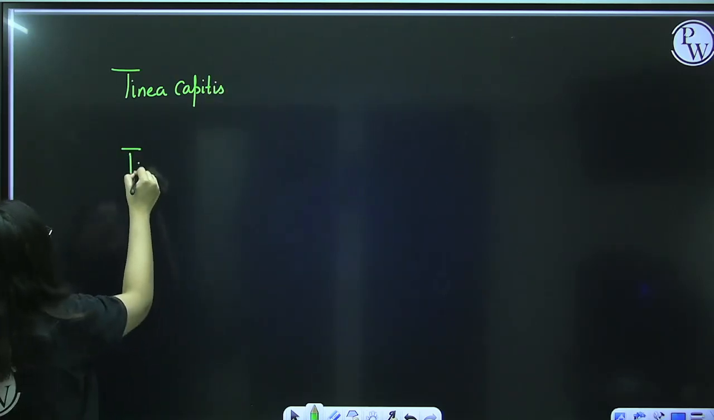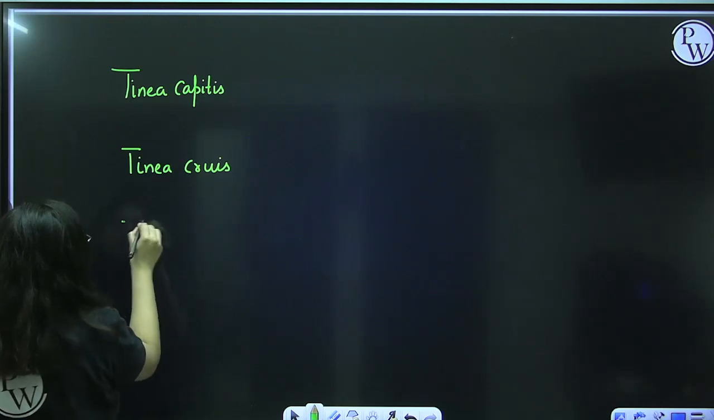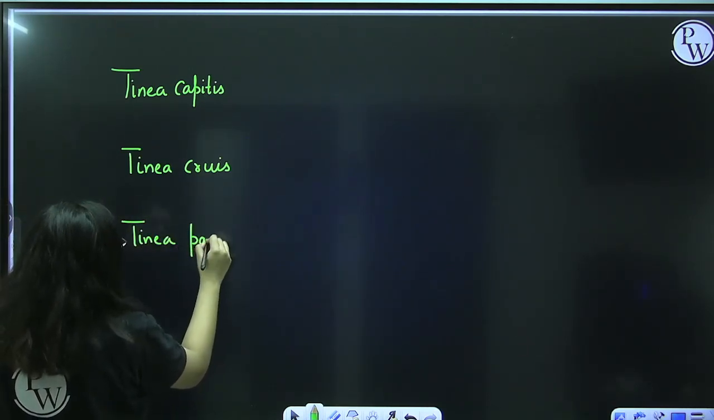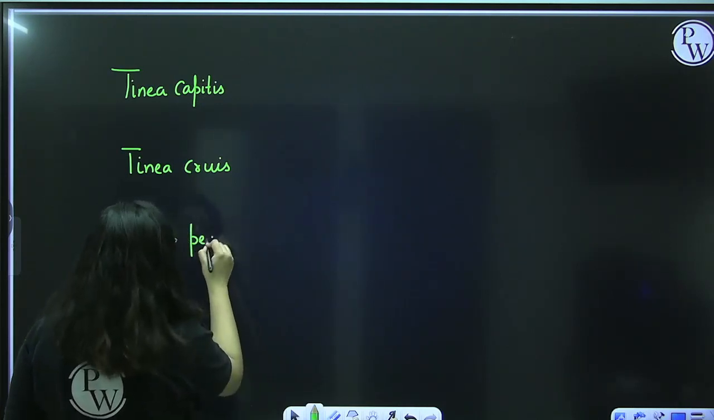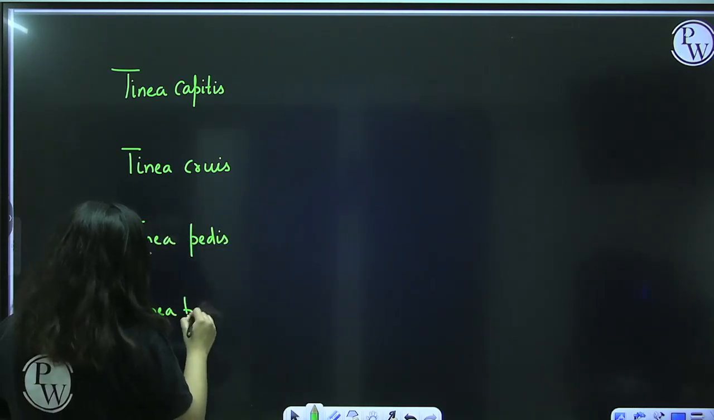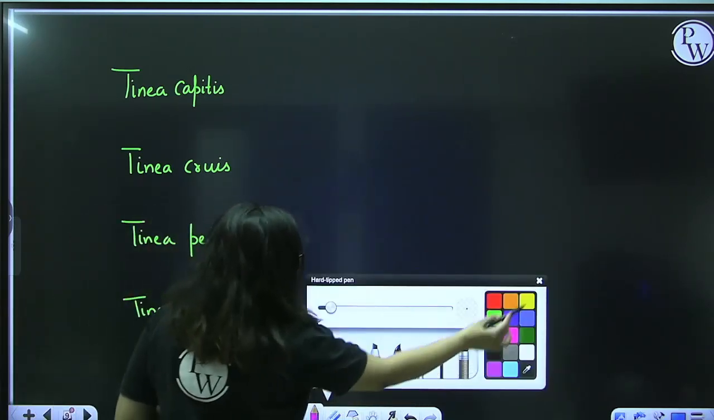So first is tinea capitis, second is tinea cruris, third is tinea pedis, and the last is tinea barbae. So these are the most common tinea or fungal diseases that occur in humans.